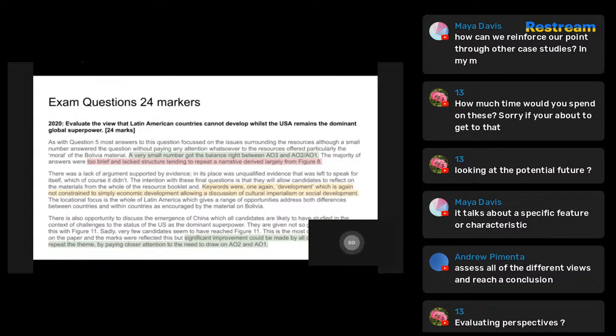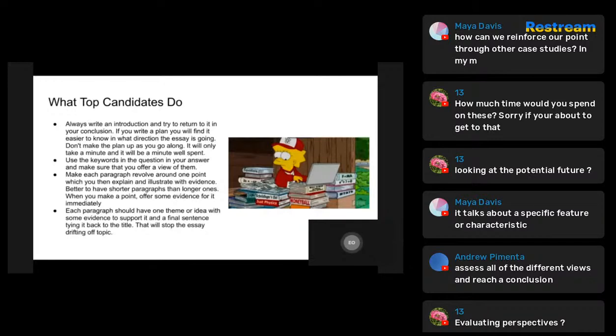Okay. Make each paragraph revolve around one point, which you then explain and illustrate with evidence. Better to have shorter paragraphs than longer ones, and when you make a point, offer some evidence for it immediately. Often candidates draw out some information, they just put the information down, and then they just assume that the examiner knows what to do with it. I think most candidates tend to do that because, subconsciously, they're assuming that the teachers are going to mark their work, so the teachers must know what they're writing, and it must make sense.